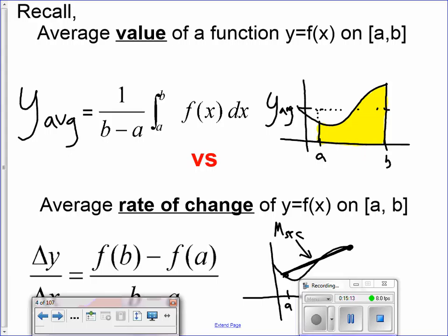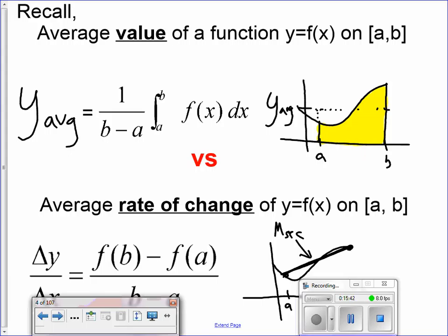Now, the way we get it with the mean value theorem, do you remember this? It's 1 over b minus a times the definite integral from a to b of the function. That's how you find it. That's what you have to do if you're asked for the average value of the function from a to b. You take the definite integral of that function from a to b, and you multiply it by 1 over b minus a.